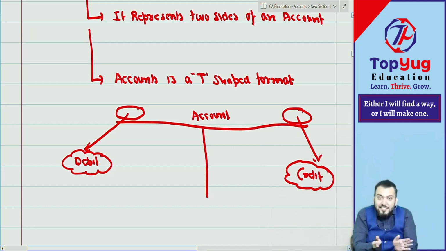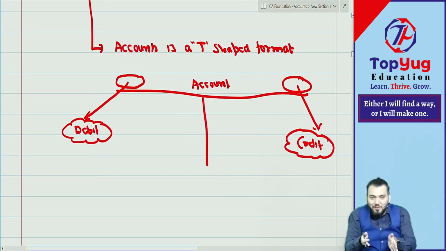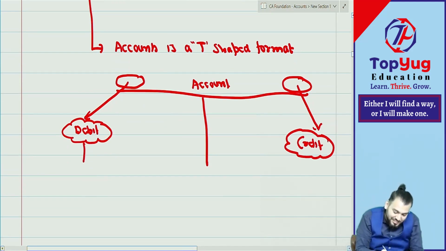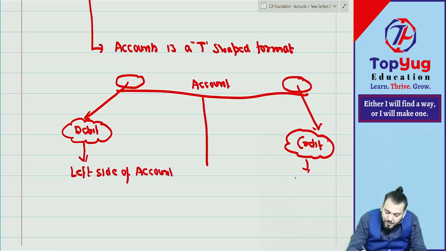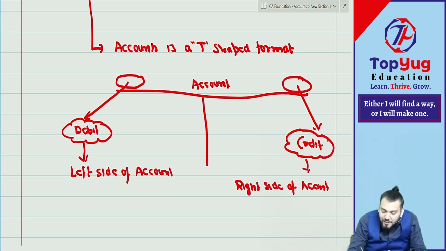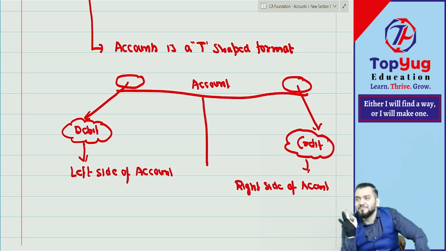Means can I say debit is left or right? Left means from your side. So debit is left hand. So this is left side of account, and this is what? Right side of account. Understood. Means if somebody asks you what is debit, only say left side of account. But this much. Someone says what is credit? Right side of account. This is only.